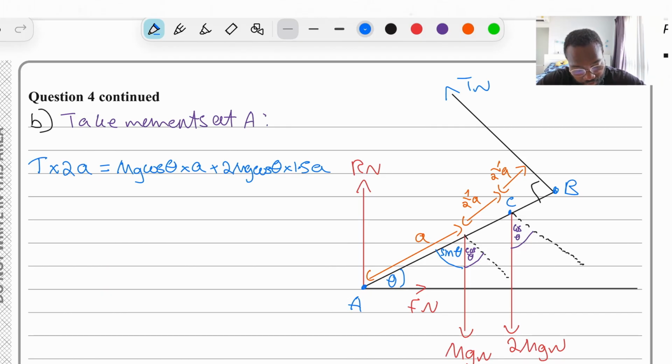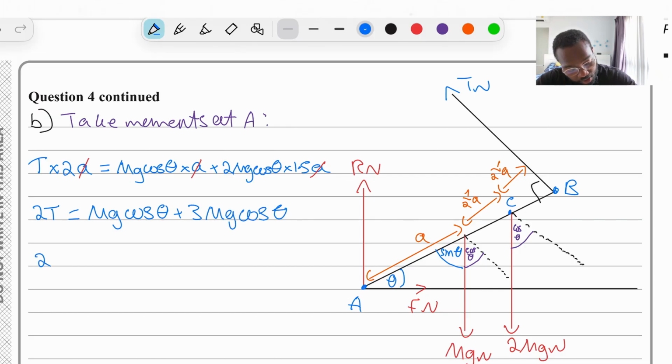Okay, so what we can do now, we can cancel out the a's, because they all have a's in them. Then we will just be left with 2T is equal to mg cosine theta plus 2mg cosine theta times 1.5. So therefore that would be plus 3mg cosine theta. And therefore 2T equals 4mg cosine theta. And then for our T value, we divide by 2, and we get 2mg cosine theta.